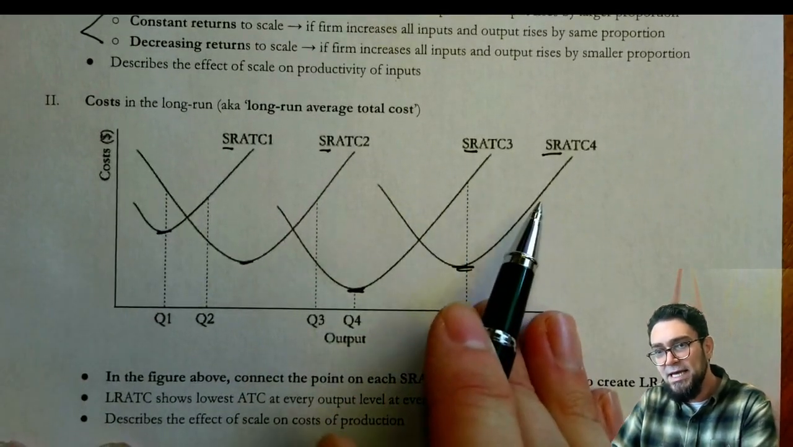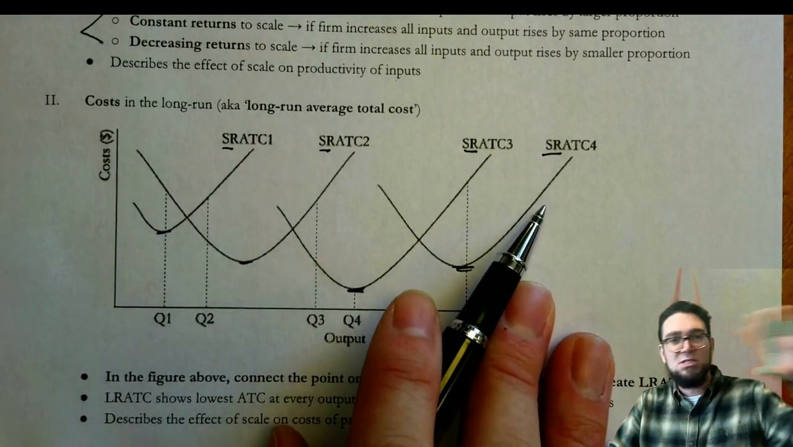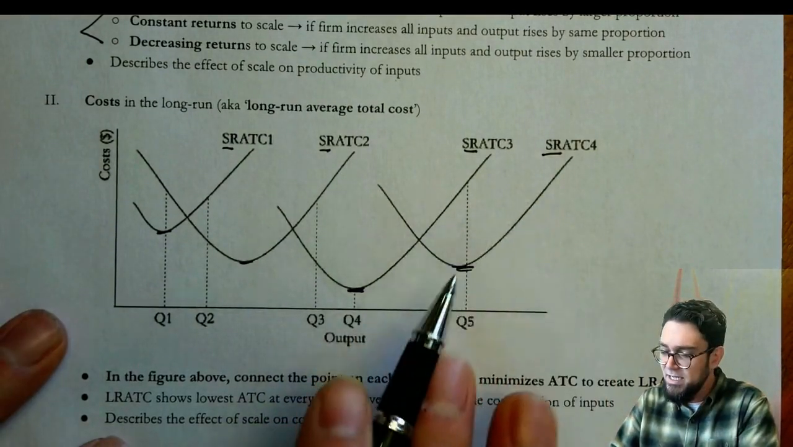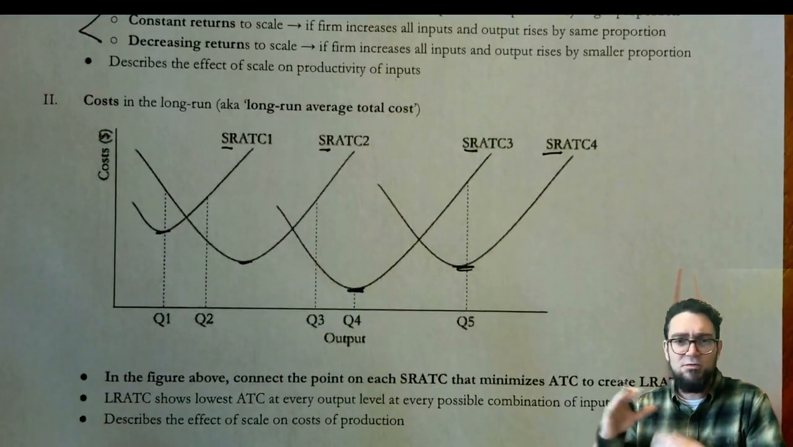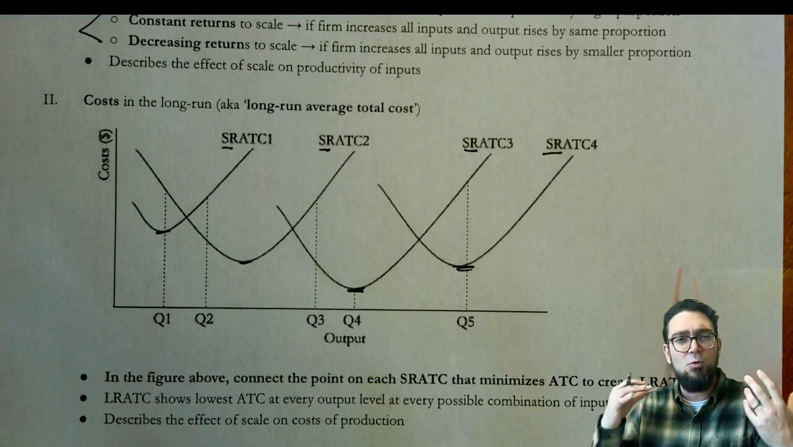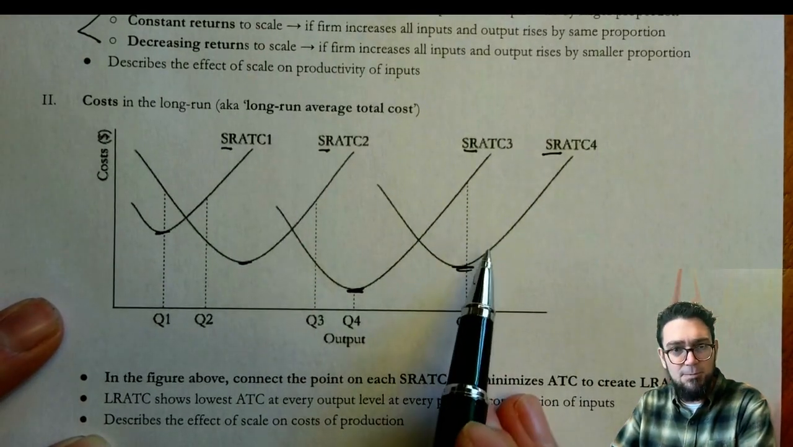I've gotten so big with 400 workers and 4 factories, all spread across America, and 40 different machines, that it's harder for me to coordinate production. It's harder for me to coordinate marketing. It's harder for me to coordinate ordering my inputs. And so my average cost actually started to tick back upwards again.